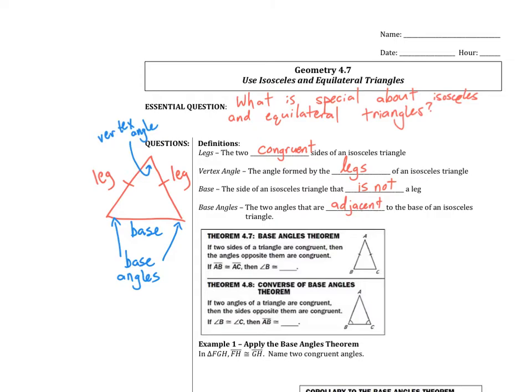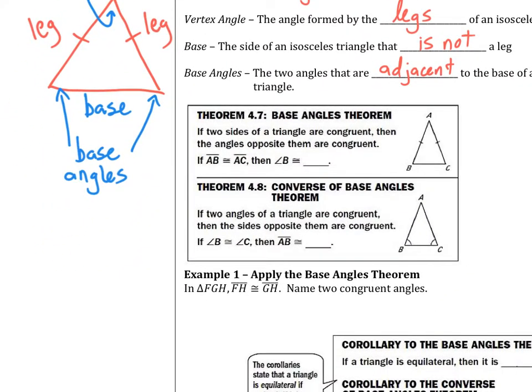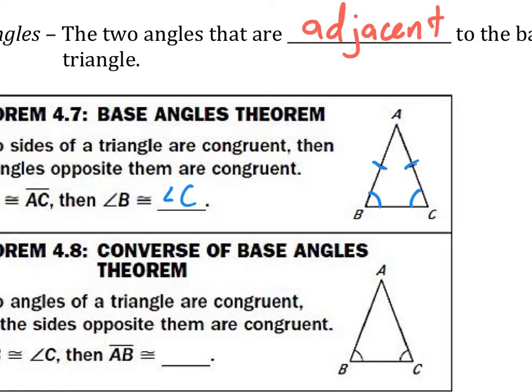Right, and then we have a couple theorems. The base angle theorem says that if two sides of a triangle are congruent, then the angles opposite of them are also congruent. So basically, if AB and AC are congruent, then angle B is congruent to angle C. The opposite angles are congruent. So opposite this side and opposite this side, those angles are congruent to each other.